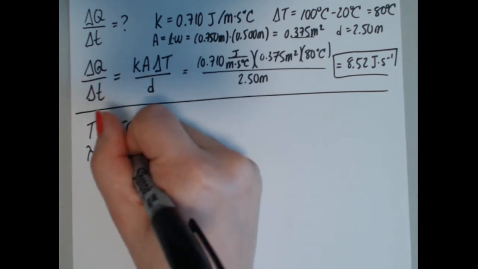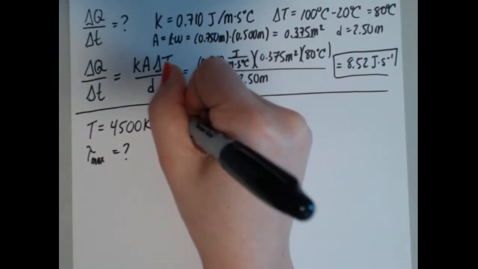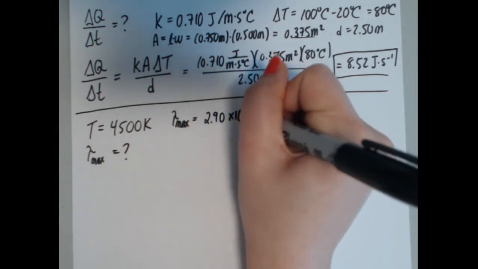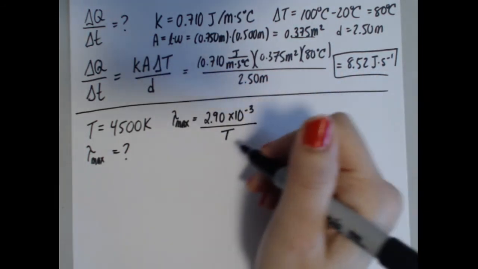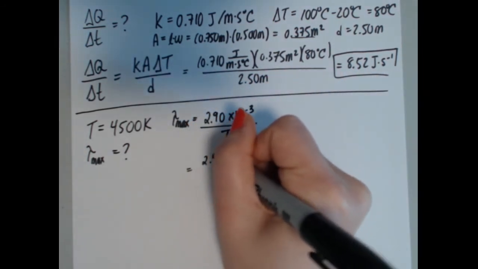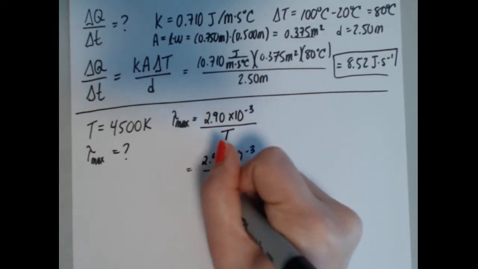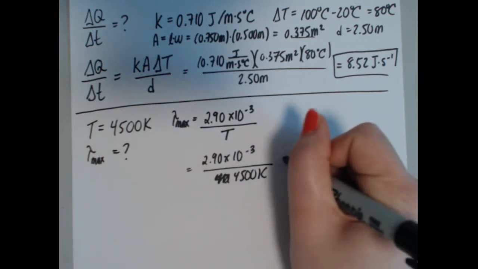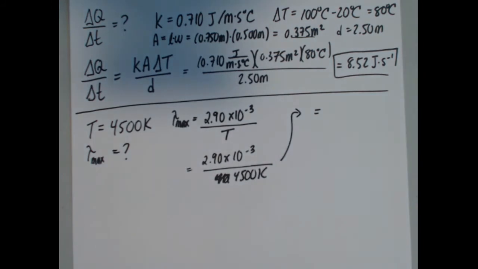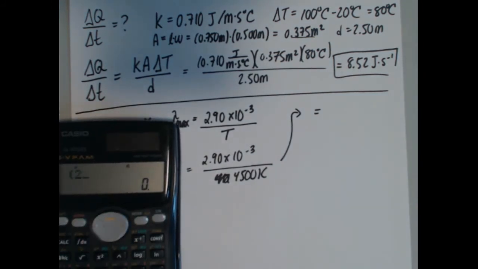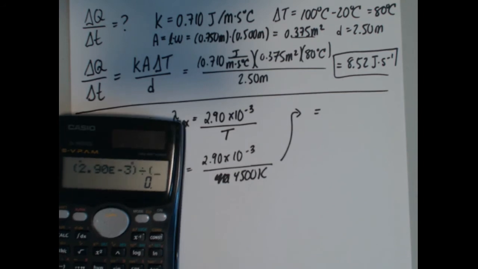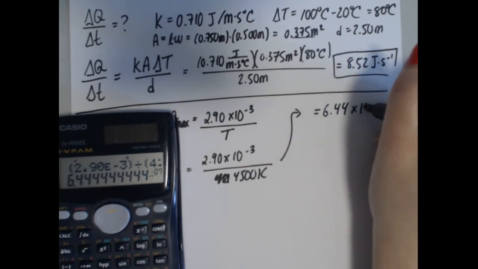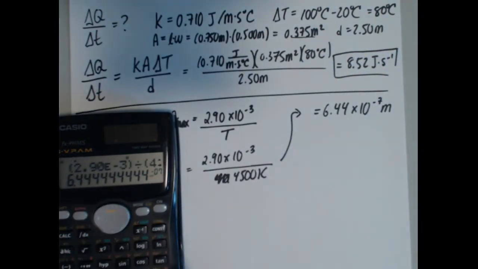All right, so using Wien's displacement law, we know that lambda max is equal to 2.90 times 10 to the minus 3 divided by T. Again, T has to be in Kelvin. So we're just plugging in what we know: 2.90 times 10 to the minus 3 divided by 4,500 Kelvin. All right, so grab your calculator. 2.90 times 10 to the minus 3 divided by 4,500. So we get 6.44 times 10 to the minus 7 meters.